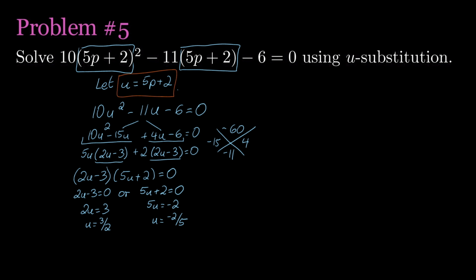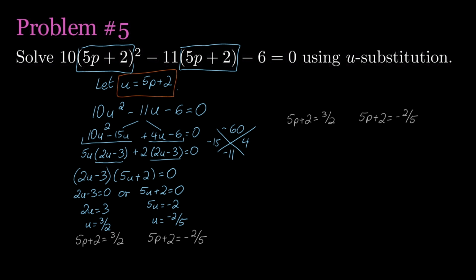We have to translate it back into the language of the original variable, which is p in this example. So every occurrence of u in these statements stating the u solutions, we replace u with 5p plus 2. So we really have 5p plus 2 equals 3 halves, and 5p plus 2 equals negative 2/5. Now it's just the matter of solving these two equations for p. Let me switch up here with those.